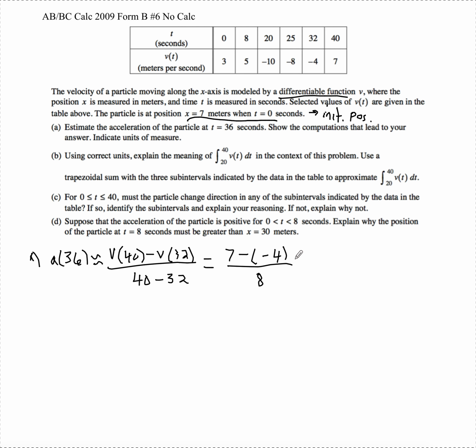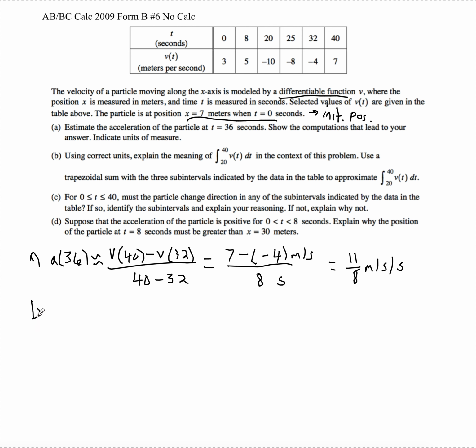I want to put units on this now since they did say I need to indicate units of measure. My velocity units were meters per second. My time units were seconds. We could actually just leave it like this. We don't need to simplify or do anything that might accidentally cost us a point there, remember? So we can leave it like that, or you can simplify it down to 11/8 meters per second squared. You get 1 point for your answer, and you get 1 point for getting correct units in A and B.